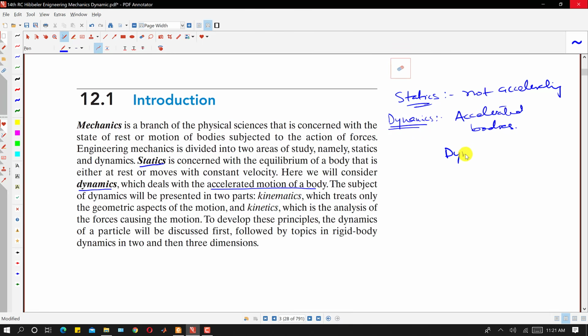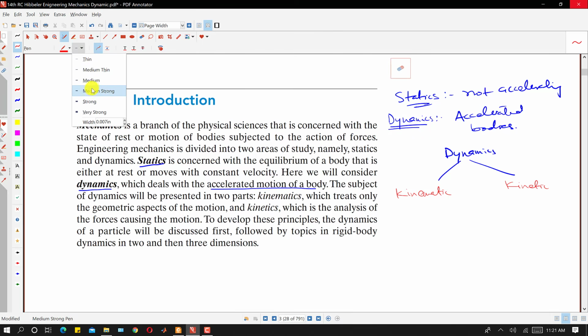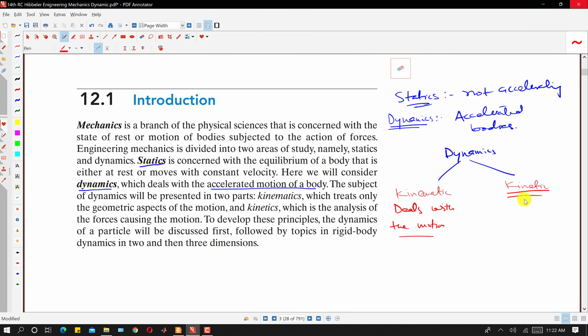If we classify dynamics, it is divided into two types. One type is kinematics, and the other one is kinetics, right? Kinematics deals with the motion of the body only, right? So this only deals with the motion. And kinetics deals with the forces on the body, right?